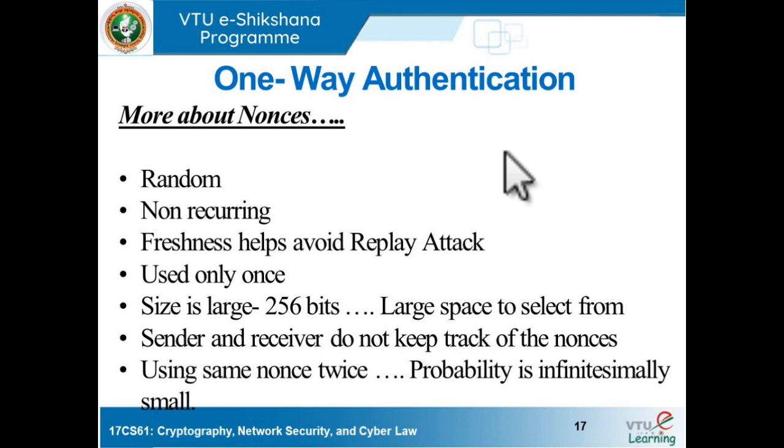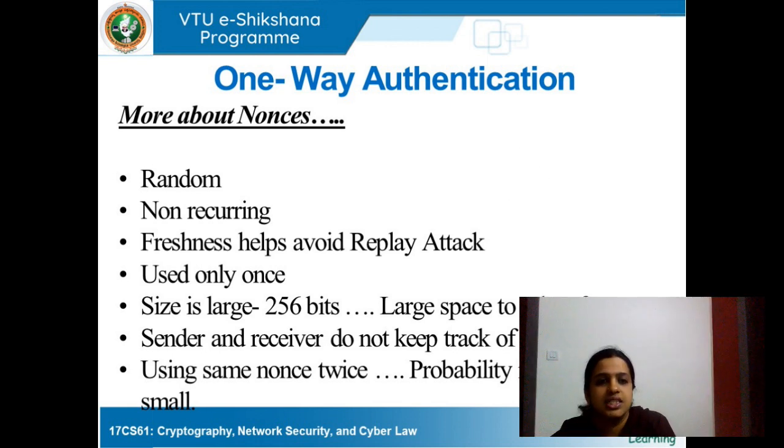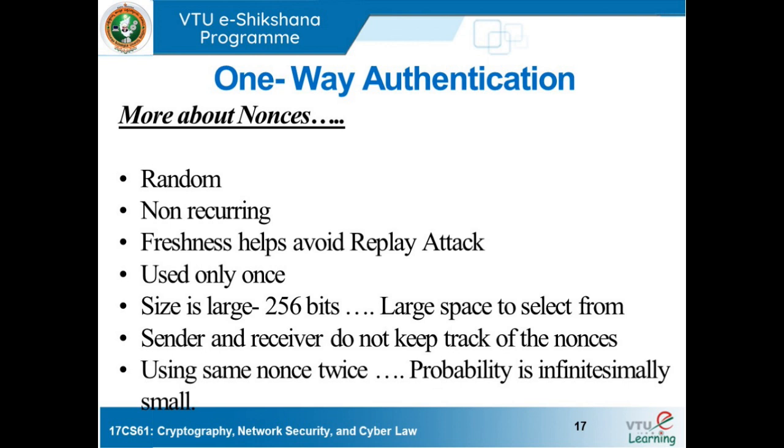Now there are a lot of properties that nonce numbers have. One of the first properties that a nonce has is that it is random in nature. The second thing is that it is a non-recurring value, and every time we select a new nonce, that is why we are able to avoid the replay attack. Nonce itself refers to the fact that it is a number that is used only once, and the nonce value is as large as 256 bits, and this provides a huge space of numbers. Now usually the sender and the receiver never keep track of the nonces that are used for validations.